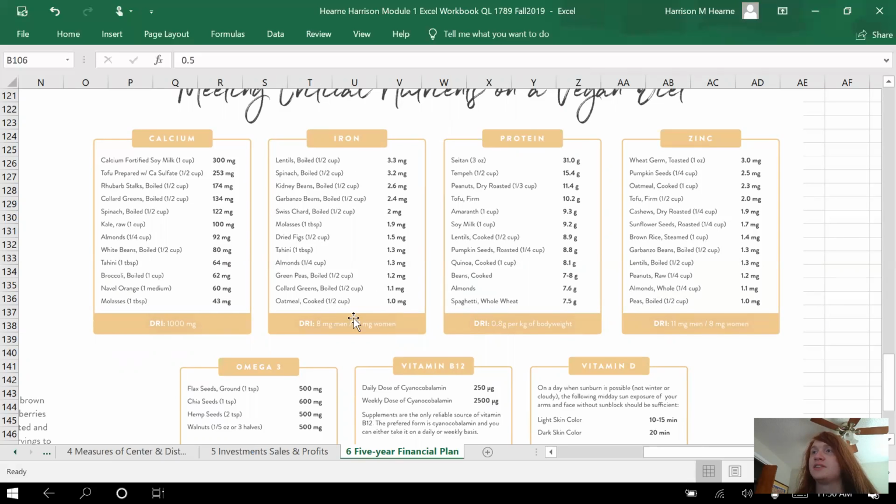Iron, the daily recommended intake of iron for men is about 8 milligrams. So getting 8 milligrams of iron, especially through all the leafy greens and the legumes like lentils and beans and stuff, is quite easy to do.